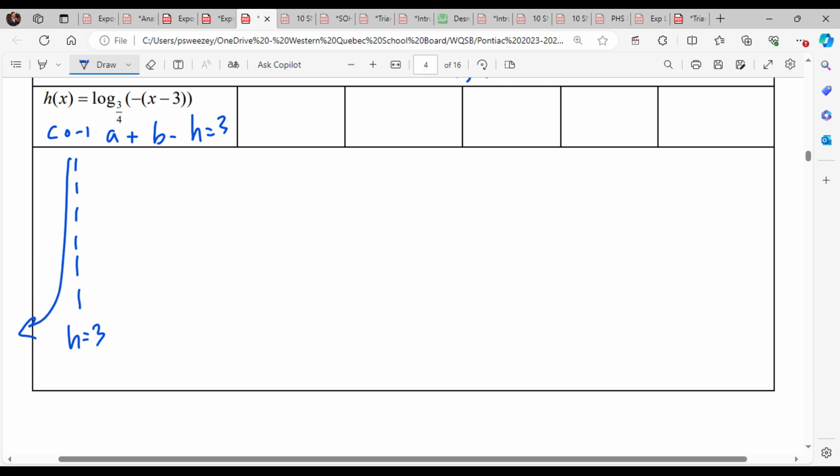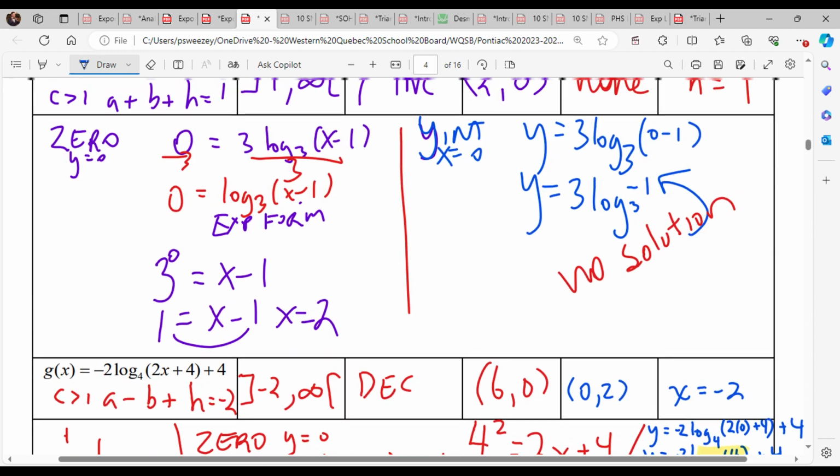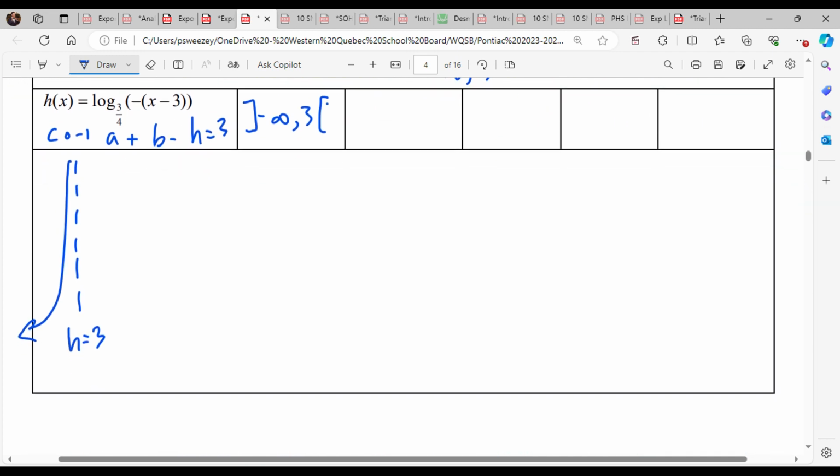Okay? That's important for 2 reasons. First reason, my domain is going to be negative infinity to 3, not including 3. I've got to make sure that in terms of the brackets, they did write them the right way. Negative infinity to 3, because we're going from negative infinity all the way over here. Is it increasing or decreasing? It looks kind of weird, but we always walk left to right, so increasing.